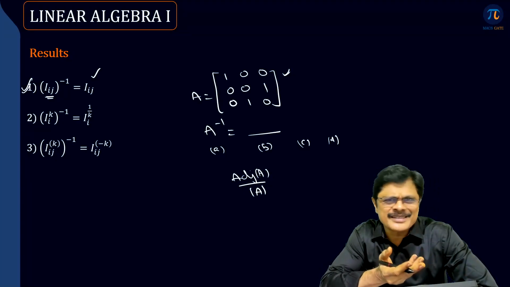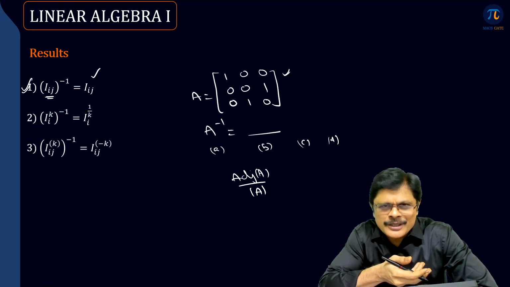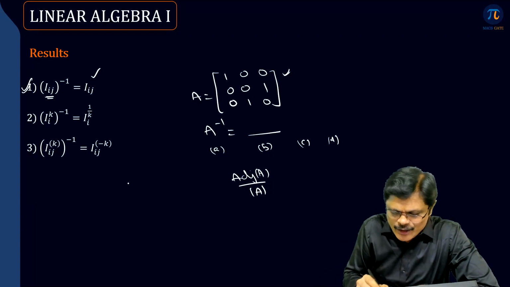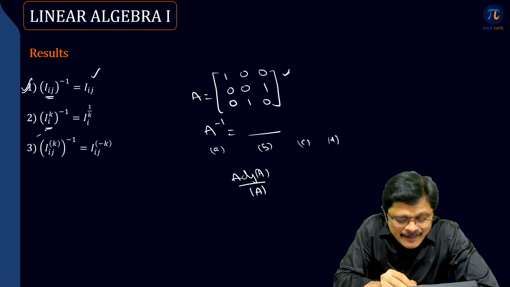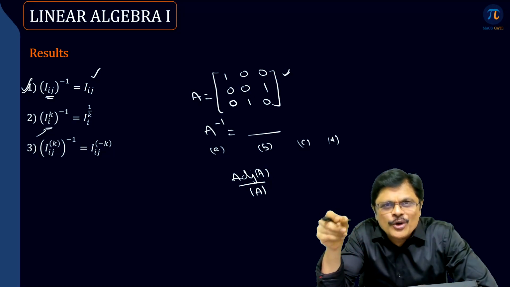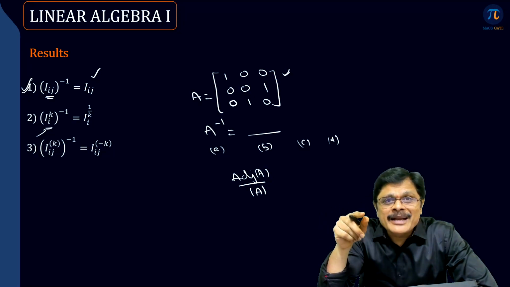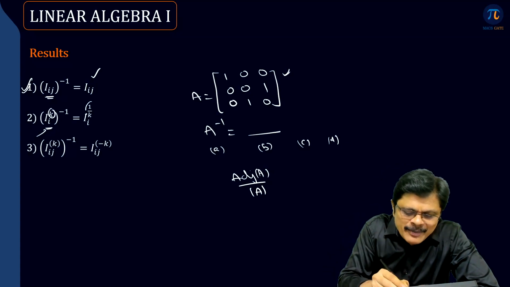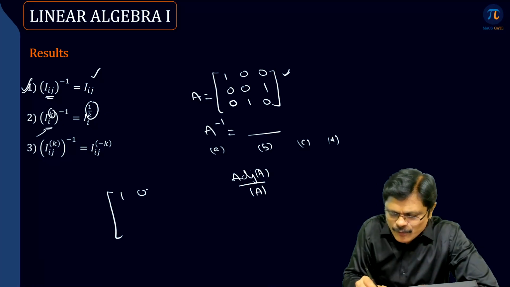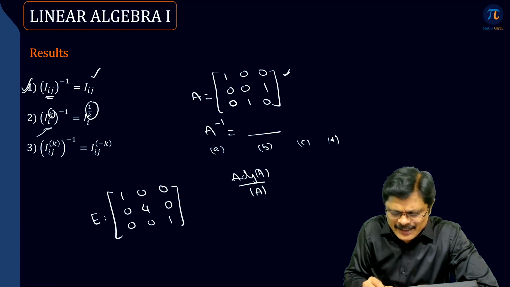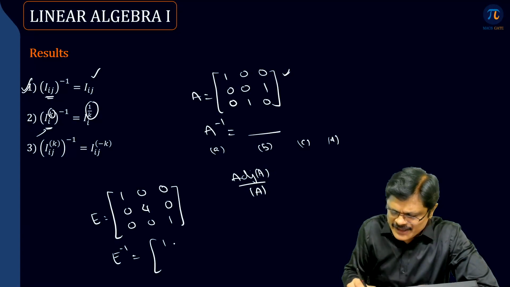The shortcuts are just results. You just understand the result, and shortcuts come automatically. That is what happens in mathematics. Now suppose you obtain an elementary matrix by multiplying a row or column with a non-zero constant k. The inverse of the matrix is obtained by replacing that constant k with 1 by k. For example, you see 1 0 0, 0 4 0, 0 0 1. This is an elementary matrix. What is the inverse of this? Everything is the same. This element is replaced with 1 by 4.